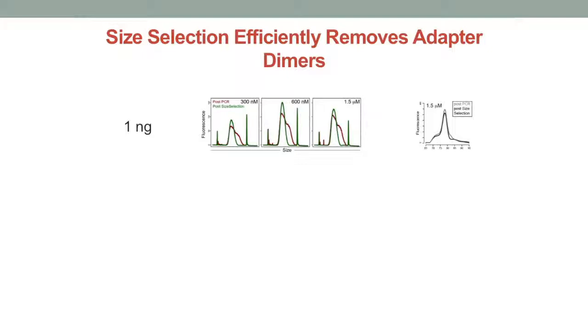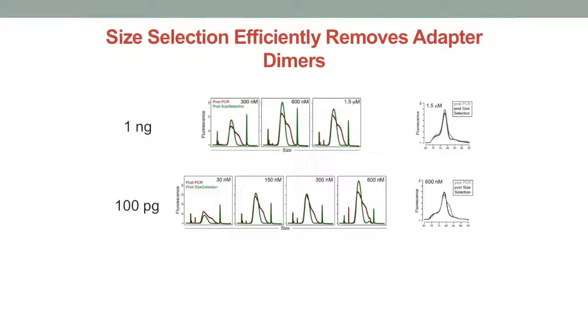We can again see this in our melt curve, where in gray is the post-PCR, and you can see a little adapter dimers here, but everything is shifted to the left of 80, indicating there's no more adapter dimers after the size selection. At 100 picograms, you can see adapter dimers increase as we increase the amount of adapters, but in every case, it's removed by the size selection. And in every case, we start to nicely select for a very single size distribution.